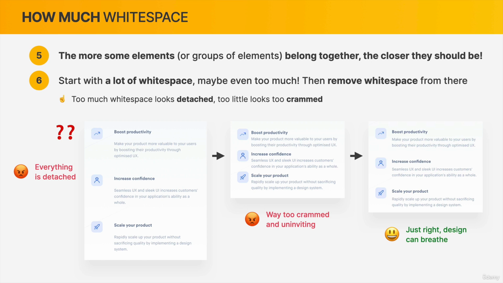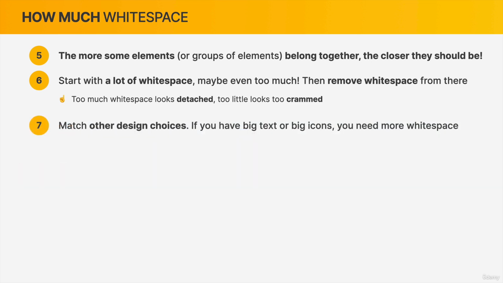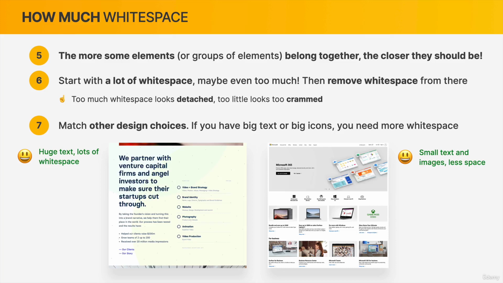And next, another guideline that might help you choose just the right amount of white space for your design is that you should try to match all the other design choices when it comes to white space. So for example, if you have big text or big icons, then you will need more white space. So just like in this first example, here the text is huge, and so we see there is actually a lot of blank space here on this page, and also between the groups of elements, there is quite some white space there.